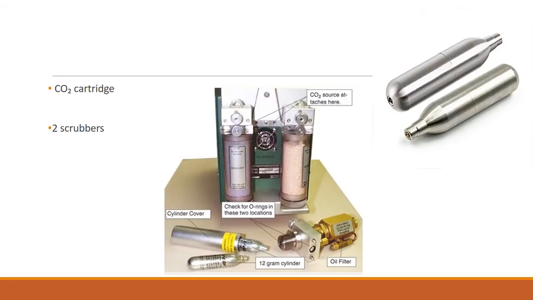The path of the ambient air is provided with two scrubbers to remove the moisture and also the carbon dioxide. To remove moisture, Drierite is used as a desiccant, and for the removal of carbon dioxide, soda lime is used.